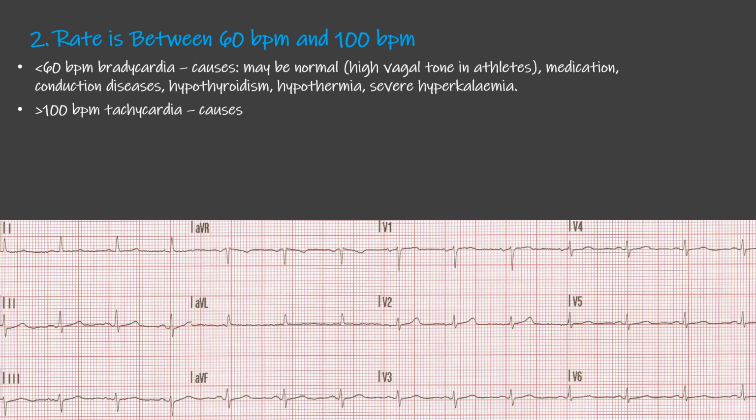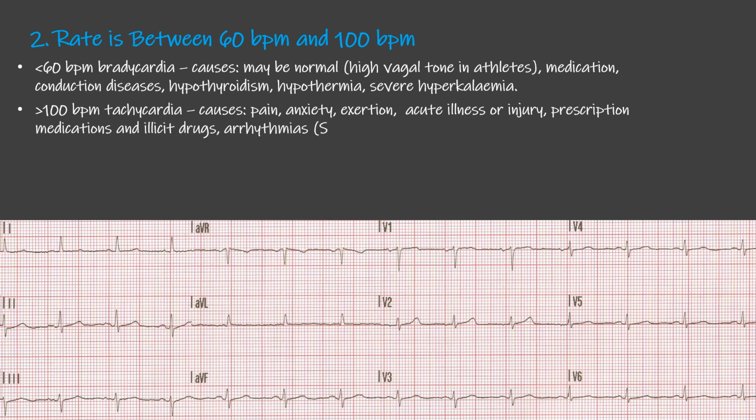Now, anything over 100 is tachycardia. Now, this can be a normal physiological response to things like pain, anxiety, and exertion or exercise. However, it can also be a sign of an acute illness or injury, such as an infection or blood loss. It can also be caused by certain prescription medications and also illicit drugs, such as cocaine and amphetamines. Now, tachycardia can also be caused by arrhythmias such as supraventricular tachycardia, so SVT, or ventricular tachycardia, so VT.